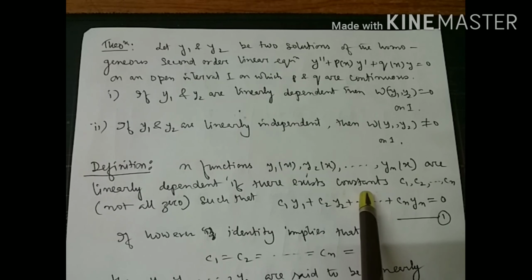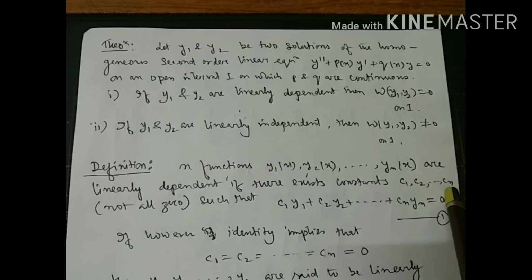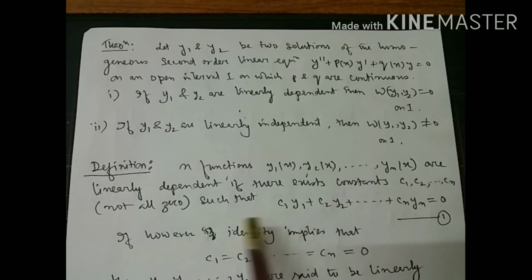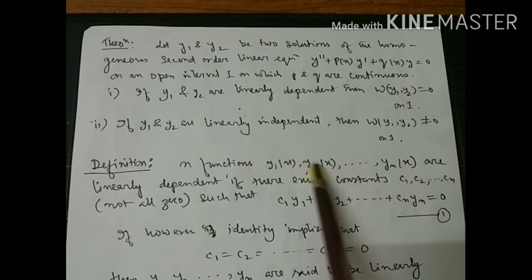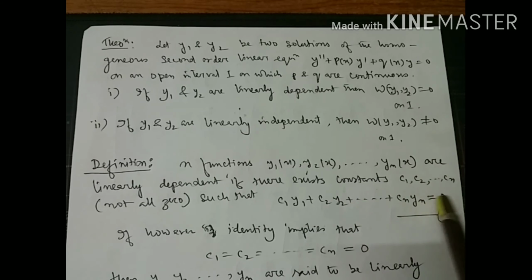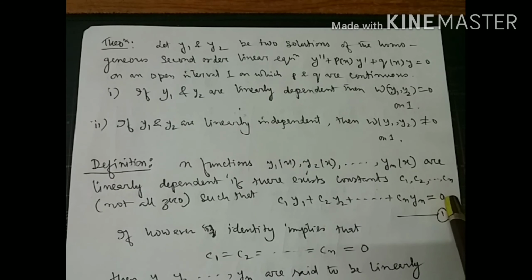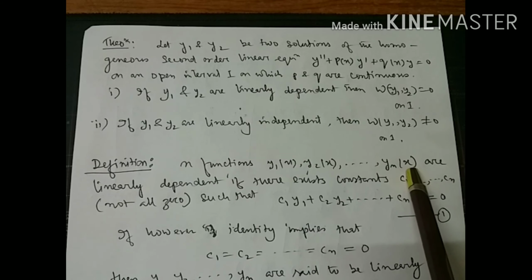If there exist constants c1, c2, ..., cn, not all 0, such that c1y1 + c2y2 + ... + cnyn equal to 0, that is, the linear combination of these equals 0, then these functions are called linearly dependent.